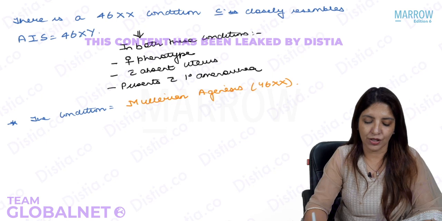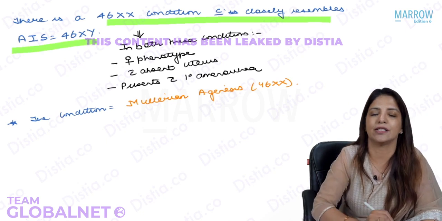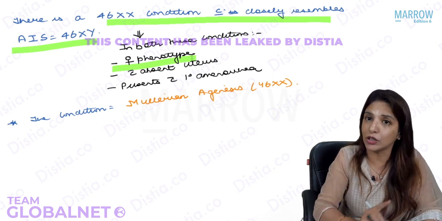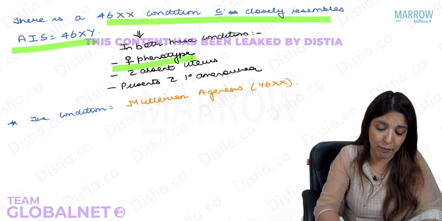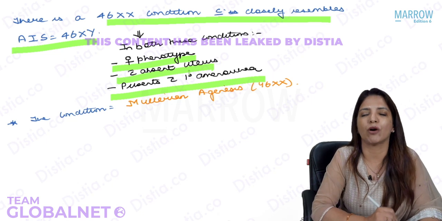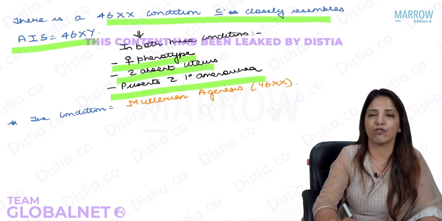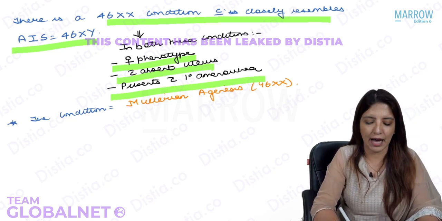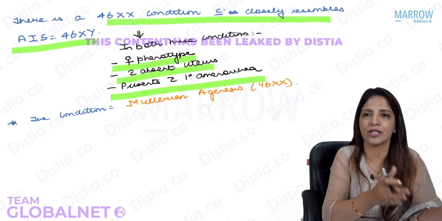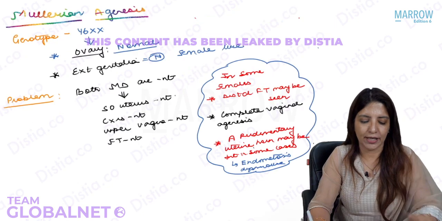Now, if you've understood this, then I told you that there is a 46XX condition which closely resembles androgen insensitivity syndrome. In both these conditions, you will get a female phenotype. In both these conditions, breast development will be present. And in both these conditions, there will be an absent uterus, and both of them are going to present to you as a case of primary amenorrhea. So whenever you have a female who comes to you with primary amenorrhea and absent uterus, you have two differential diagnoses in your mind. One is Mullerian agenesis and the other is androgen insensitivity syndrome. So let's talk about Mullerian agenesis.